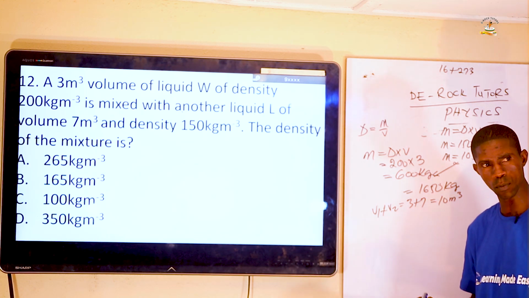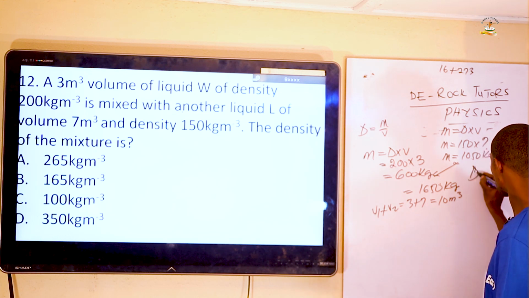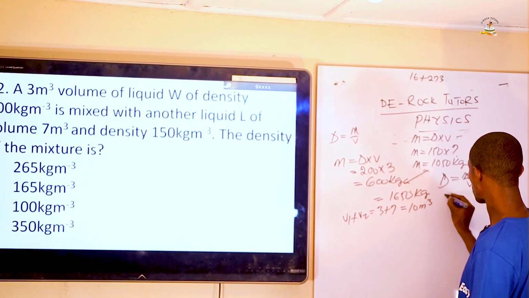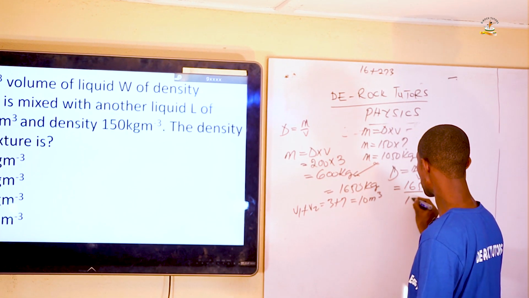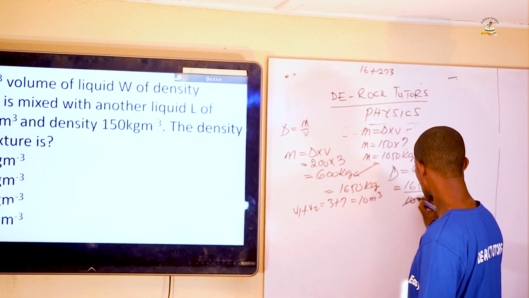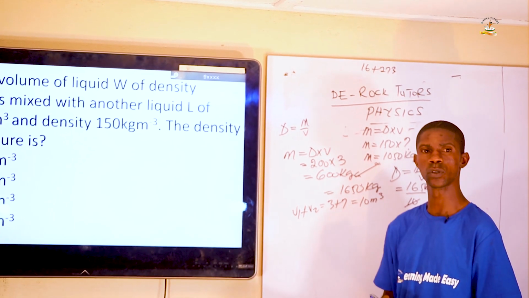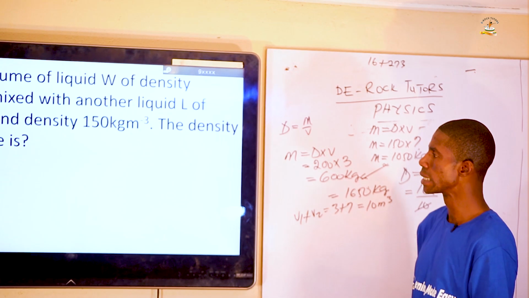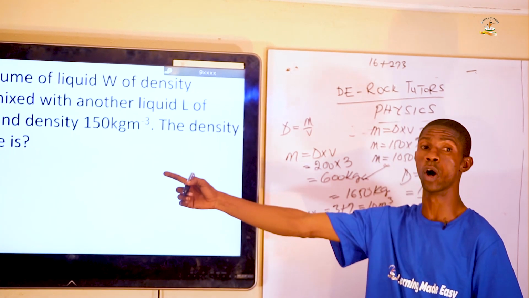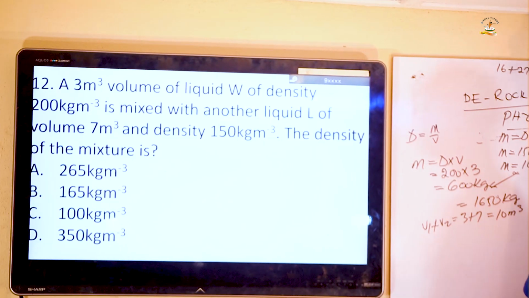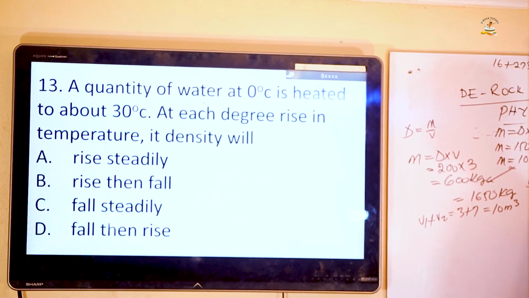So I'll go back to the formula of density, where density equals mass over volume. So the total mass, 1650, divided by 10. So the 0 cancels out the 0, and I'll be left with 165 kilogram per meter cube, which is option B. So shall we move to the next question?